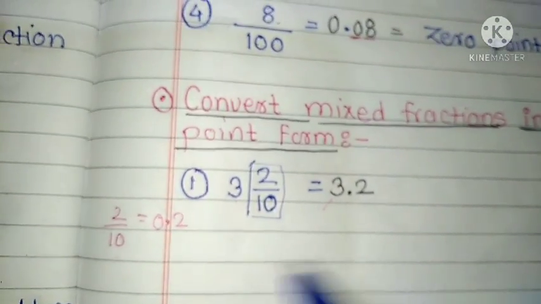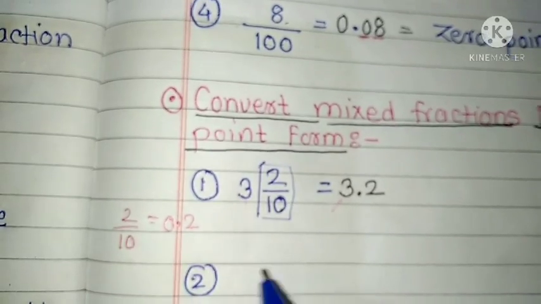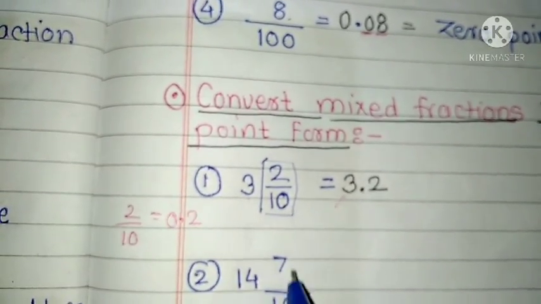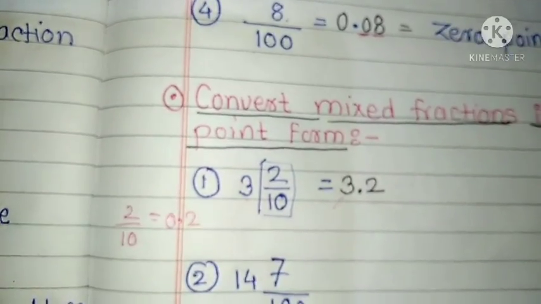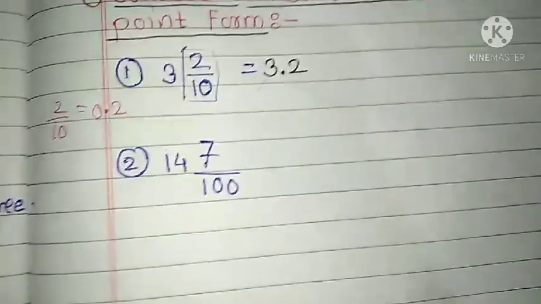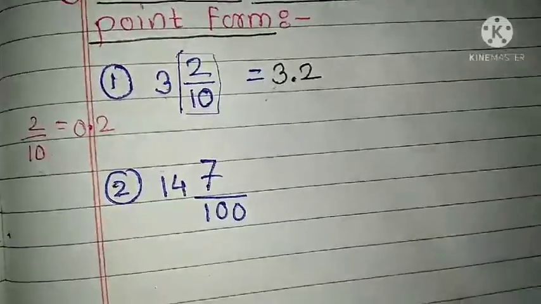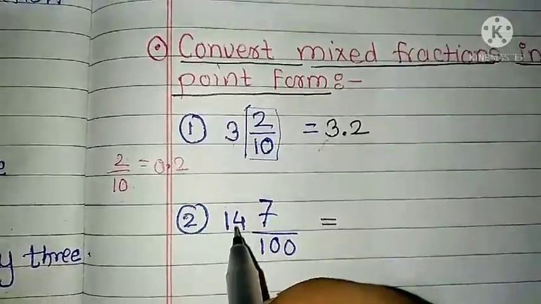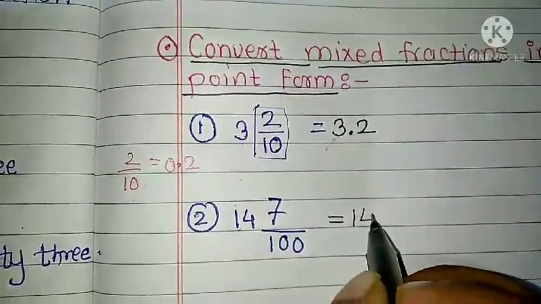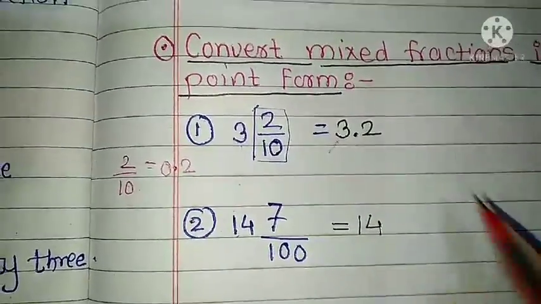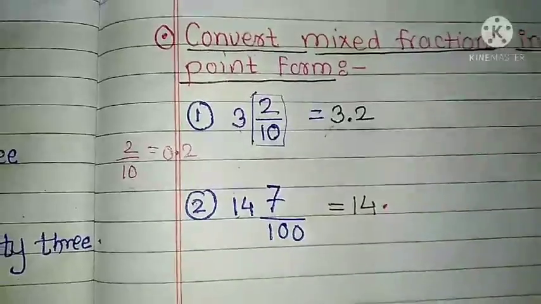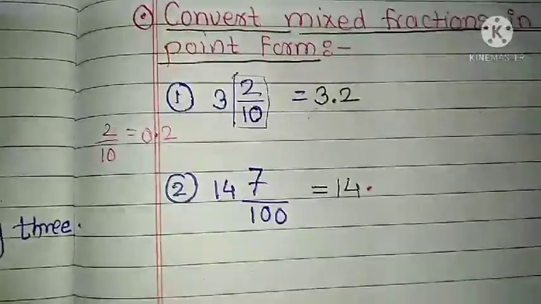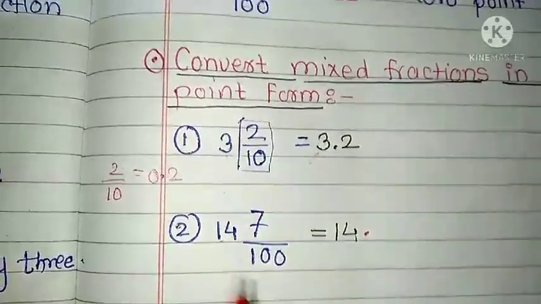Next, I am taking another example of it. 14 and 7 upon 100. 14 and 7 upon 100. How to convert it? First write this complete number 14 as it is. Yes. Then we have to put a decimal point. Yes, we are putting a decimal point. Now what are we doing? We are converting this fraction 7 upon 100.